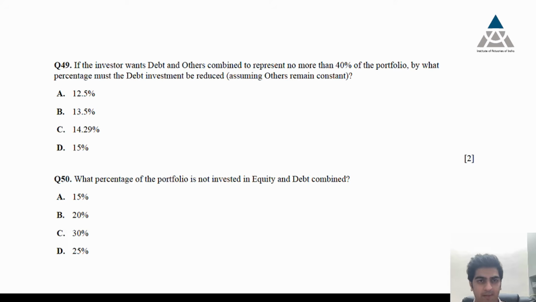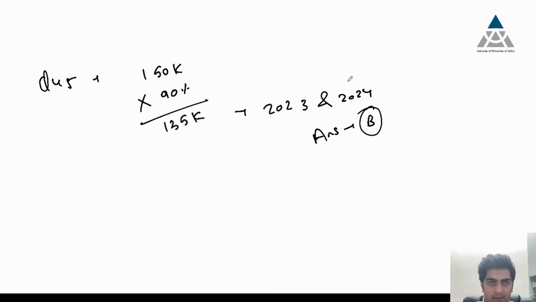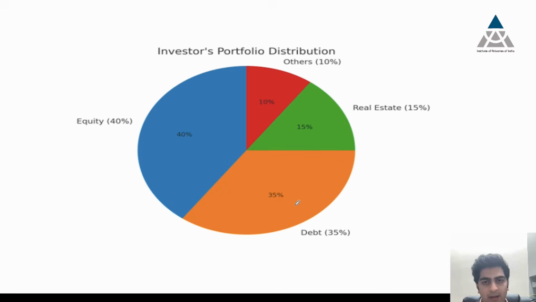So let's move to the next question, which is question 49. If the investor wants debt and others combined to represent no more than 40% of the portfolio, by what percentage must the debt investment be reduced, assuming others remain constant? So what are they trying to say? Debt and others total should be 40%. What are they currently? Currently others is 10%, debt is 35%. So what we have is a total of 45% as debt and others. We want it to reduce to 40%, which means simply we want to remove 5% from debt, correct?